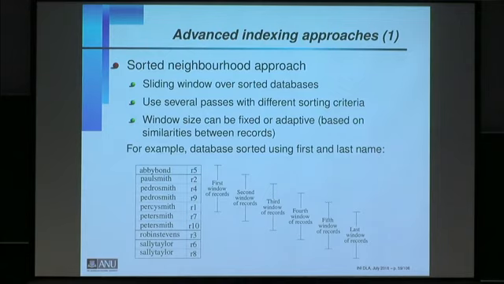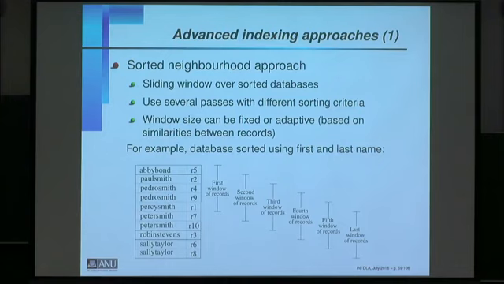One technique which is quite successful, implemented in several very large-scale data linkage applications, is called the sorted neighborhood approach. The idea is basically that instead of building blocks, we sort the database according to a sorting key, and then we have a sliding window which goes over the database. Depending on how we sort the database, hopefully similar records are put into the same window, right?